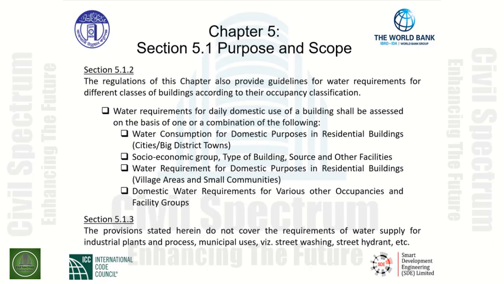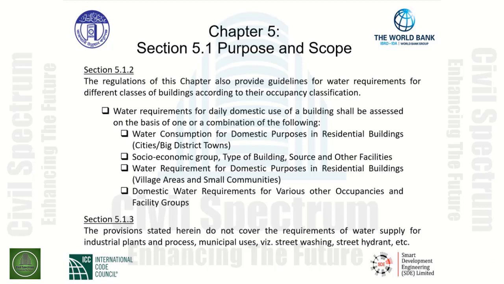5.1.2. The regulations of this chapter also provide guidelines for water requirements for different classes of buildings according to their occupancy classification. Water requirements for daily domestic use of a building shall be assessed on the basis of one or more or a combination of the following. This is where we estimate the water supply usage. The first one is water consumption for domestic purposes in residential buildings, cities, big district towns, areas like that.